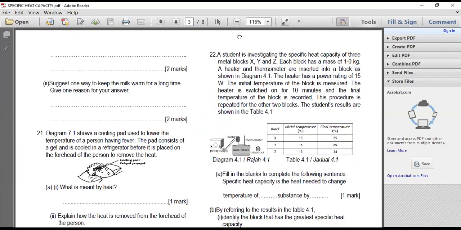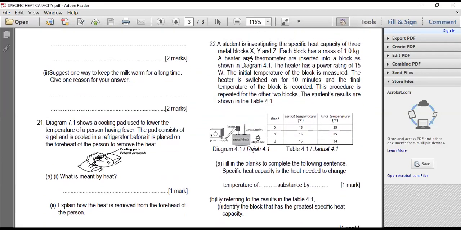Next, a student is investigating the specific heat capacity of three metal blocks X, Y, Z. Each block has a mass of 1 kilogram. A heater and a thermometer are inserted into the block as in figure 4.1. The heater has a power rating of 15 watt. The initial temperature of the block is measured. The heater is switched on for 10 minutes and the final temperature of the block is recorded. This procedure is repeated for the other two blocks. The student's results are shown in table 4.1.